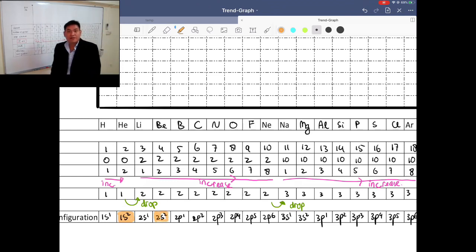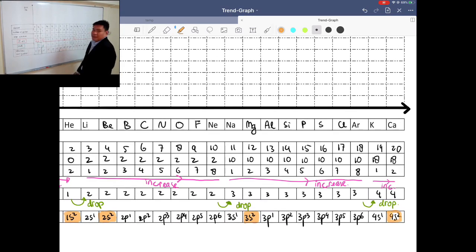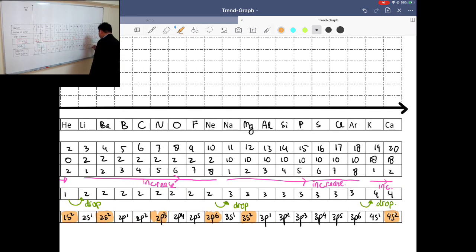For p orbital, if it is half full and full, that means P3 and P6 is going to be stable. So 2P3 and 2P6, 3P3 and 3P6 are stable.